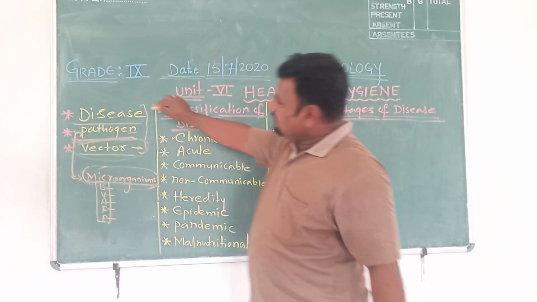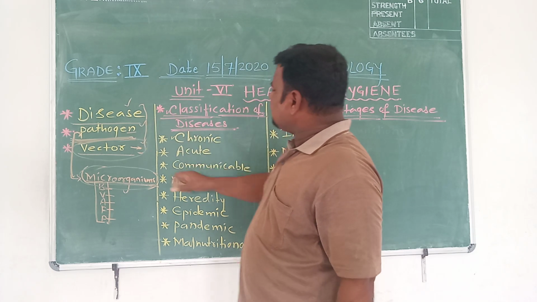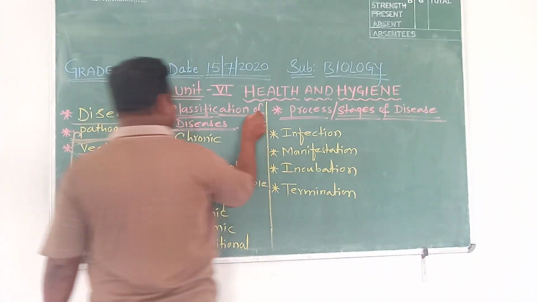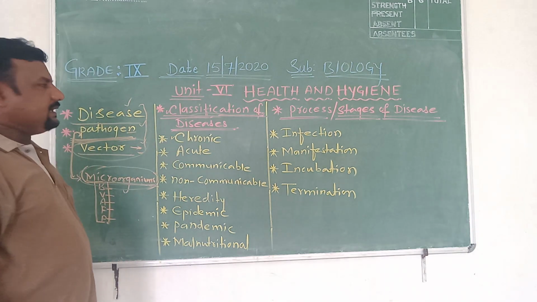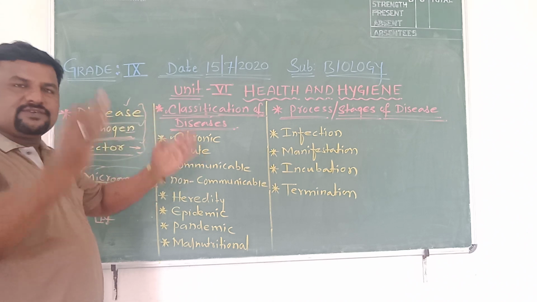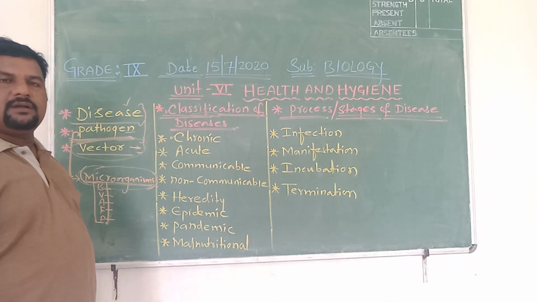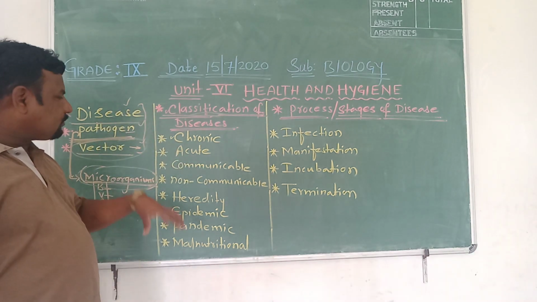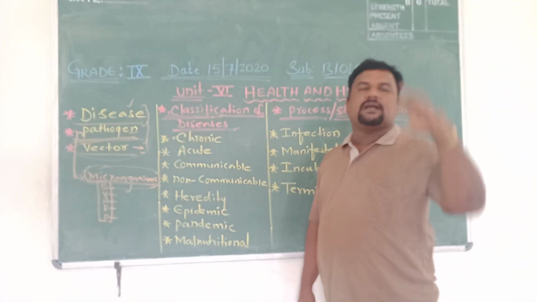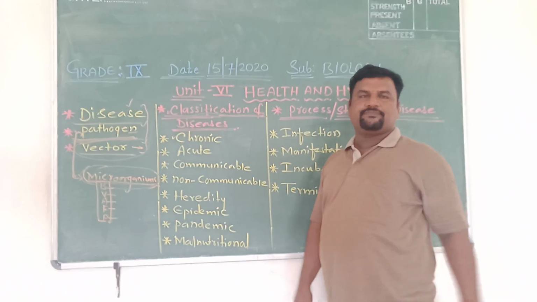After disease, pathogen and vector, we will proceed to the next topic, classification of diseases. As we know, there are different diseases. Diseases are classified further. Based on what? Based on the mode of transmission, the symptoms, the type of pathogen, etc.